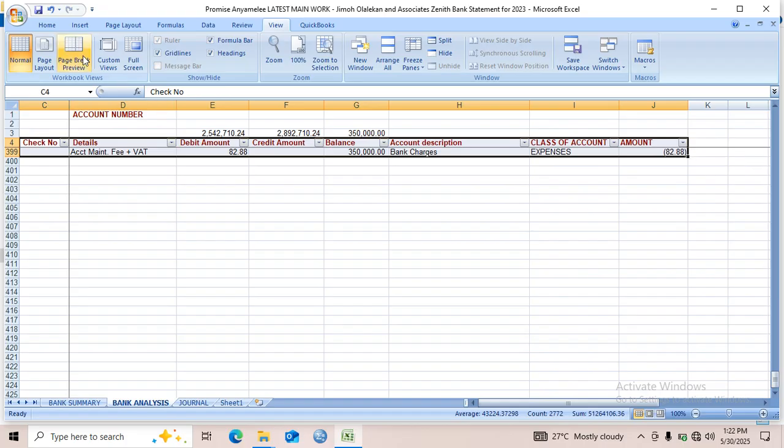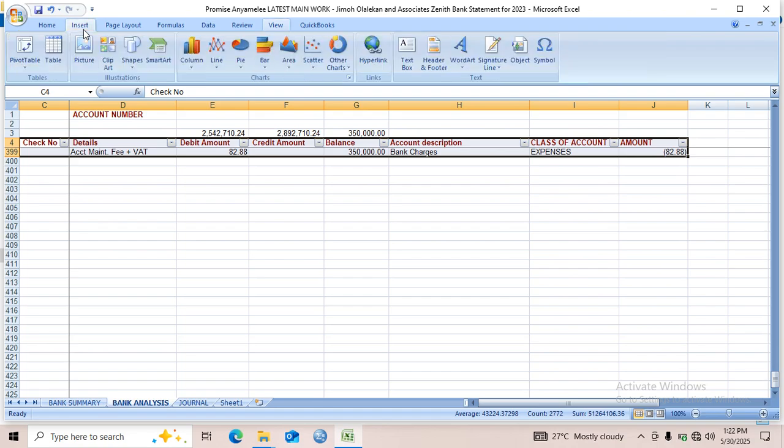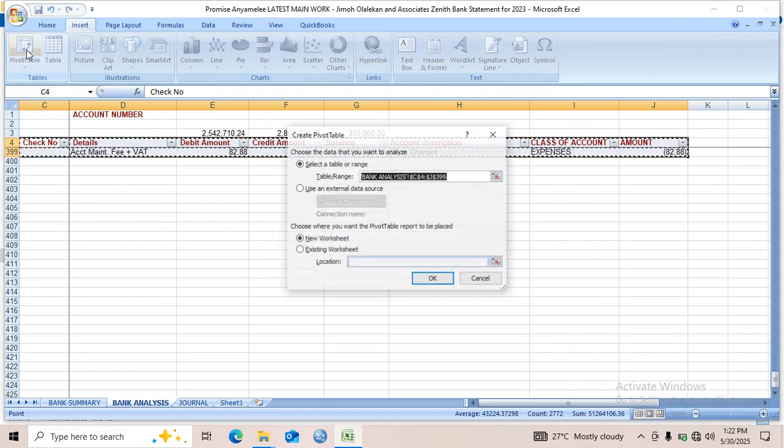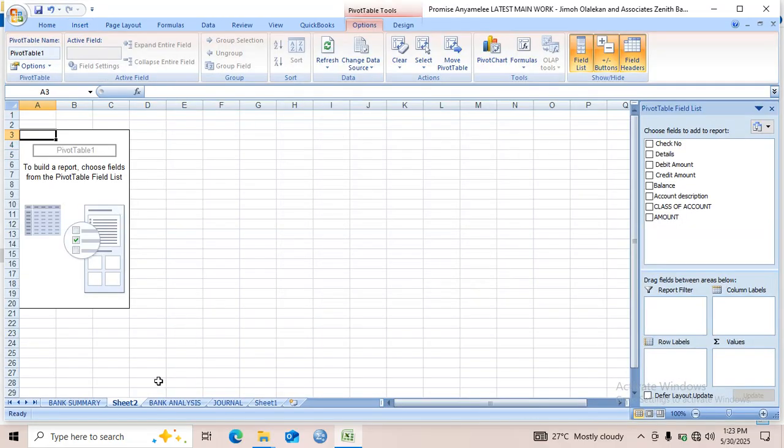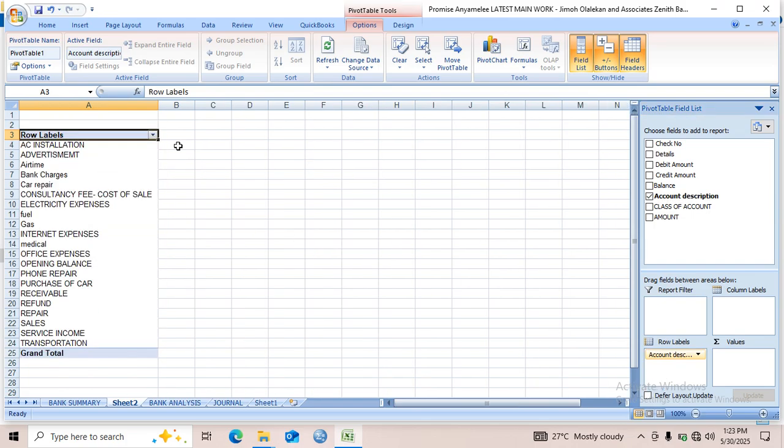So in order for us to do, let's go to insert to find our pivot table. So insert. So they're asking us if we want to put it in a new sheet or an existing sheet. If you want it in an existing sheet, it will come to the side of your bank statement, but we don't want that. Let's put it in a new sheet. Okay, it has already opened a new sheet, that is sheet 2. So what we need here is our account description. We take our account description to the row label and we drop it. It will show us like this.